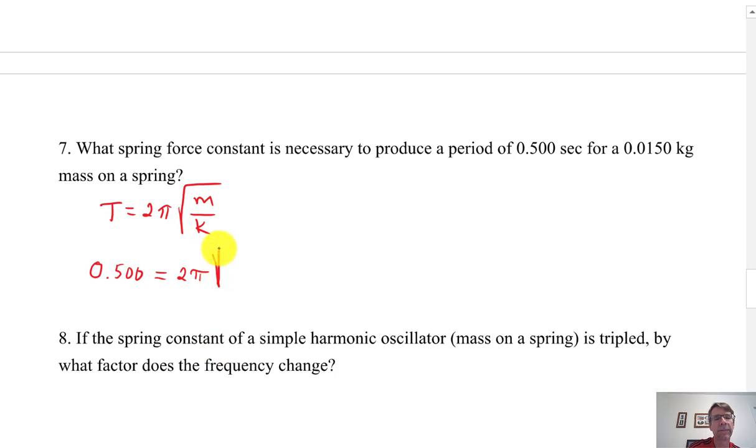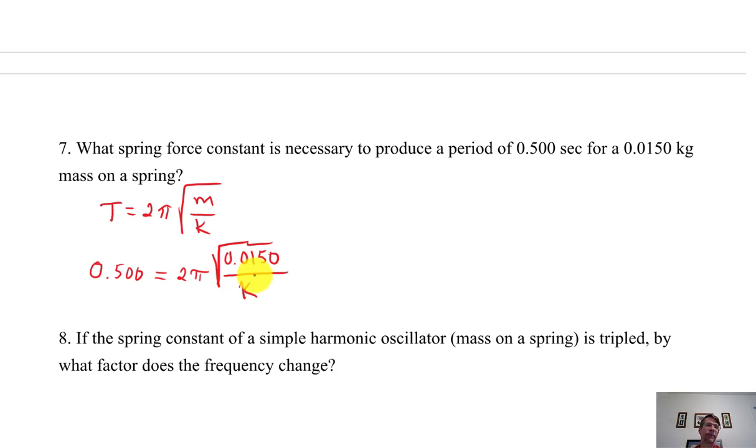Square root of m, make sure it's kilograms, 0.010. A lot of times they'll give it to you in grams, so make sure we're in kilograms already, so that was good. Divided by, looking for k. So, once again, you could have rearranged this equation before you plug the numbers in. That's a very good way to do things. I just did it this way right now.